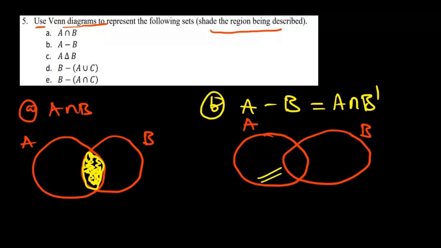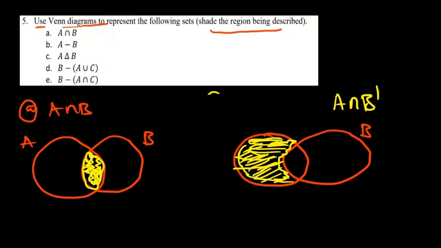So I'm going to shade this part here, starting from there, or this part here. So all that part there is in A and it's not in B. So that will be the part that I'll shade like that. All right, so let's go to the next one.